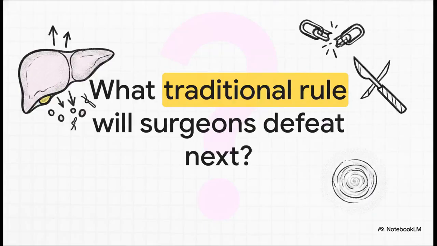So, as we've seen in this fast-paced explainer, the field of hepatic surgery is just relentless. From literally hacking the body to force the liver to grow using the ALPPS procedure, to aggressively chasing down colorectal metastases that used to be an automatic death sentence, surgical boundaries are constantly falling. Which leaves us with a truly exciting question. What traditional medical rule are surgeons going to rewrite next?